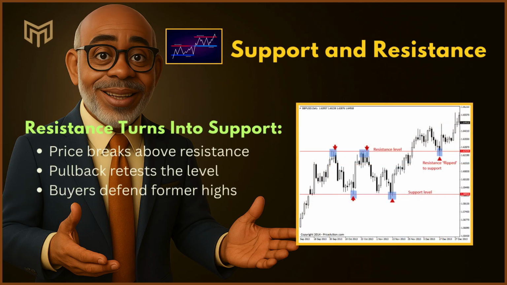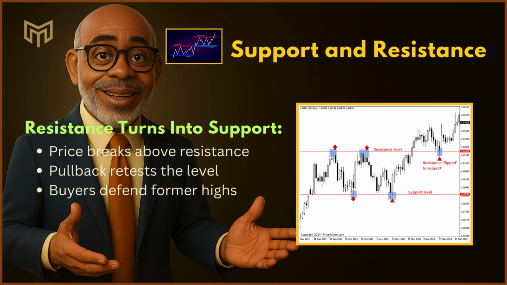Now, let's walk through the example on the chart. Across the chart, you can see a clear resistance level. Each time price reaches this area, it struggles to move higher and pulls back. That tells us sellers are active here. Below that, price repeatedly finds support, where buying pressure steps in and stops the decline.